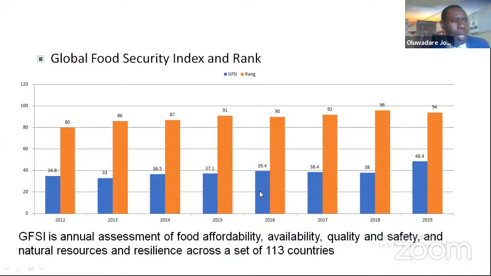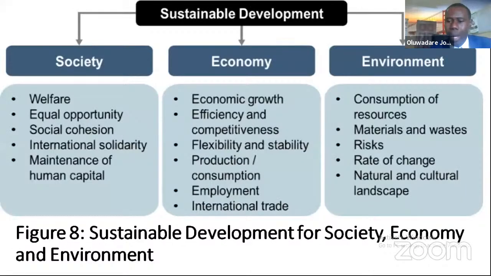When we talk about environment, the way we dispose of our waste, food waste, also affects us. So we put a policy so that we can get affordable, available, and quality food. And safety is also very, very important, because when we are talking about sustainable development, we put society in the consumption of resources. How do we consume materials and waste?